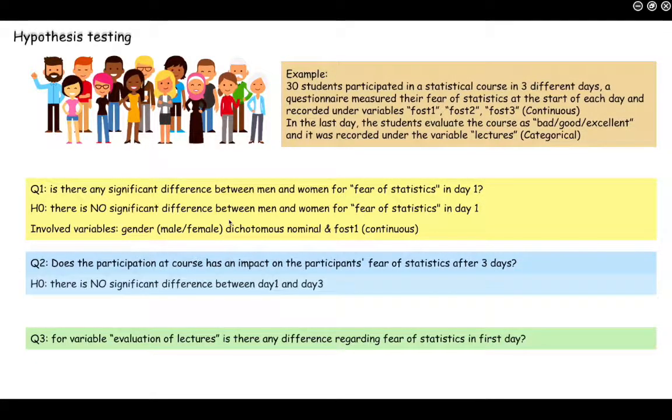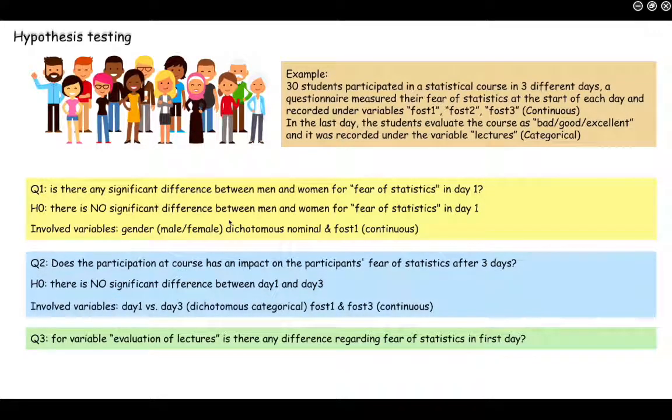For question number 2, the null hypothesis is that there is no significant difference between day 1 and day 3. The involved variable will be day 1 versus day 3. So we have 2 categories, day 1 and day 3, which is dichotomous categorical. And you also have fear of statistics on 2 different days, which are the continuous variables that we want to compare: fear of statistics on day 1 with fear of statistics on day 3.